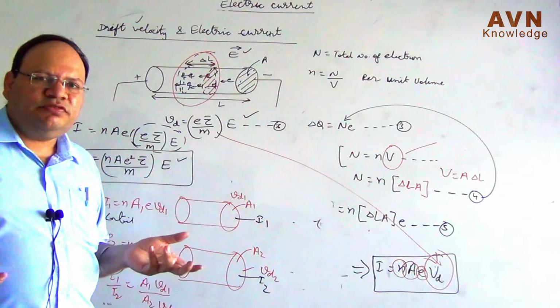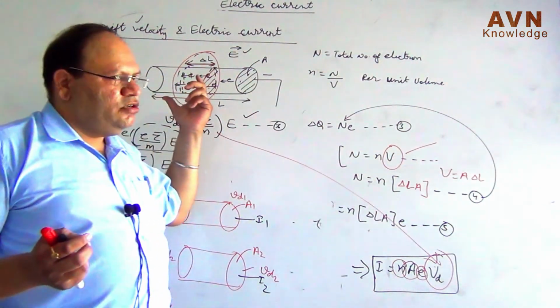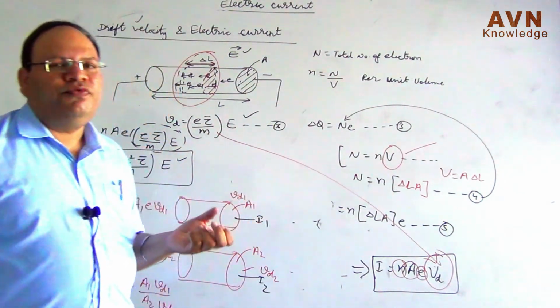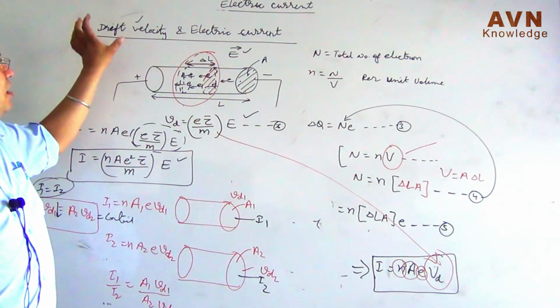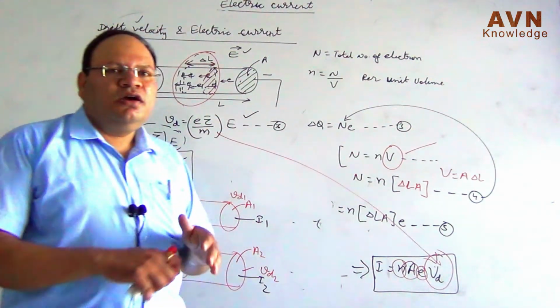In fluid mechanics, we have already seen this formula. Here it is not fluid, but the flow of electrons. So this is the relation between drift velocity and electric current.